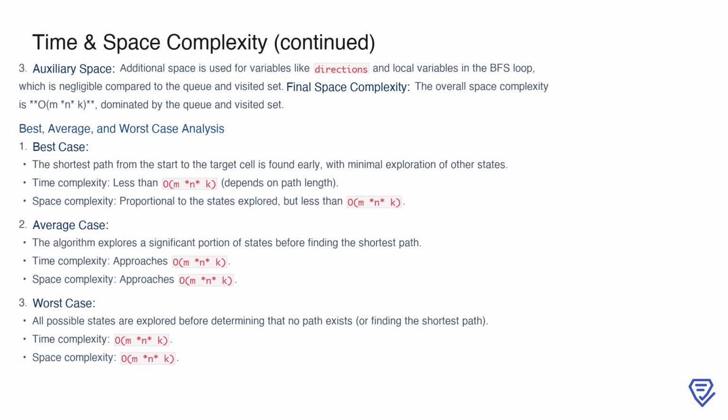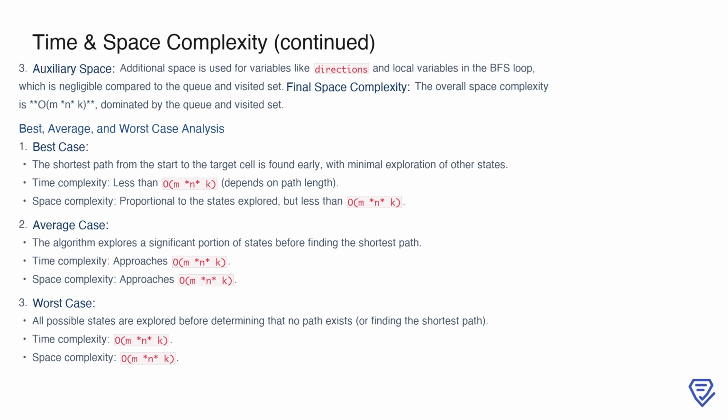To analyze the computational efficiency further, we can consider three scenarios: best, average, and worst cases. In the best case, the shortest path to the target is found with minimal exploration, leading to a time complexity less than O(m*n*k), and a proportionally smaller space complexity. In the average case, a significant portion of the states is explored before the shortest path is discovered, with time and space complexities approaching O(m*n*k). Finally, in the worst case, all states are visited, resulting in a time complexity of O(m*n*k), and space complexity of the same order.